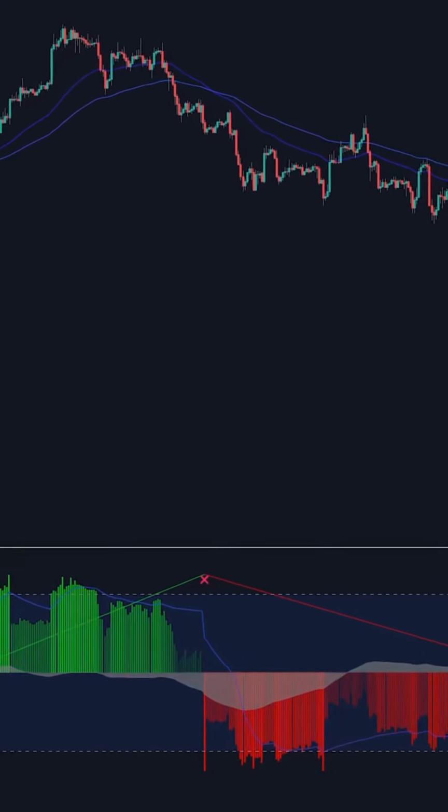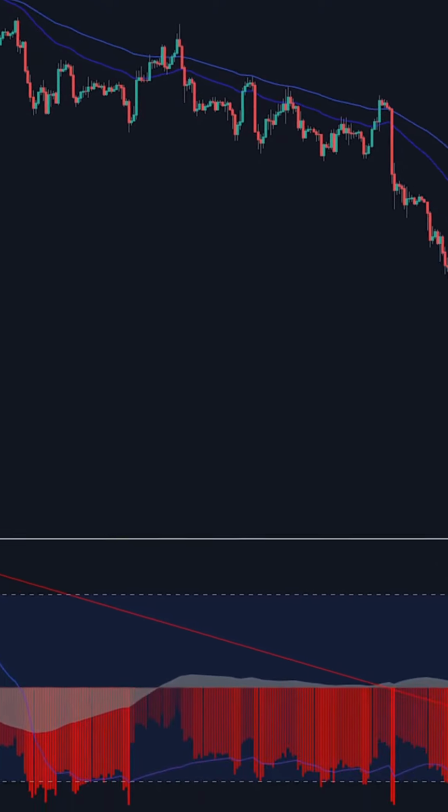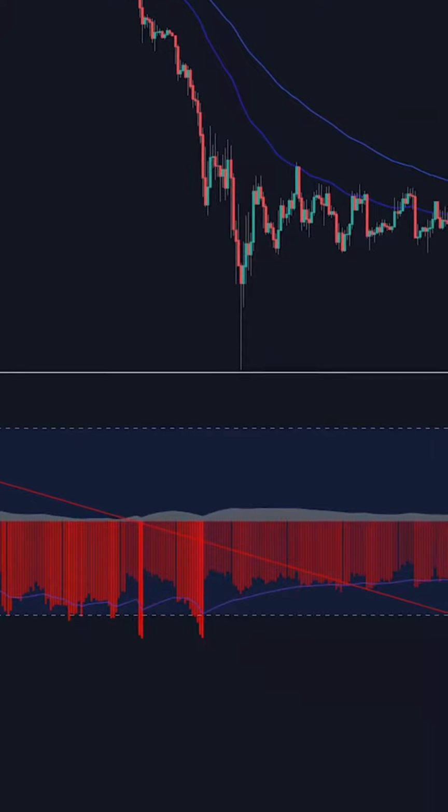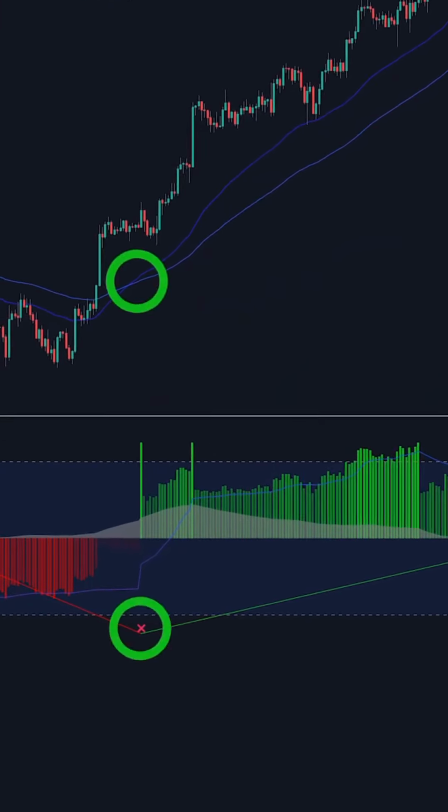So as an example for betting on a move down in the market, you would enter here. You could exit the short position when the histogram on the super trend oscillator goes above 33. And if you wanted to do a long position, you could just do the exact opposite.